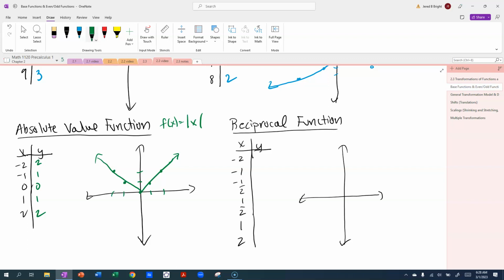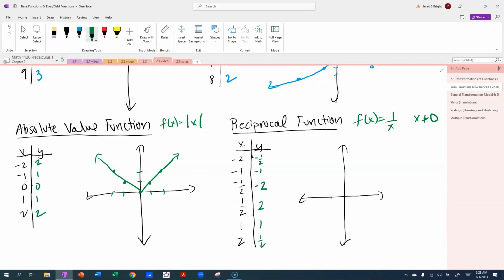And lastly is our reciprocal function. This looks like f of x is equal to 1 over x, okay? And here, again, domain restriction, you can't have 0, okay? So reciprocal means just take, if it's in the numerator, put it in the denominator, and vice versa. Okay, so the reciprocal function would give -1/2, -1 still, -2, and then 2, 1, and 1/2.